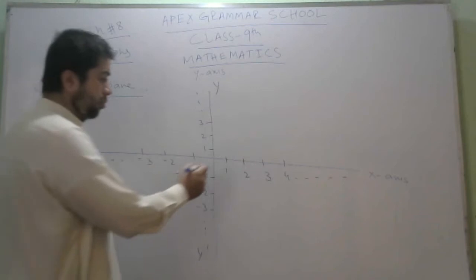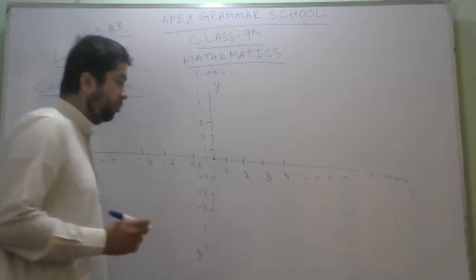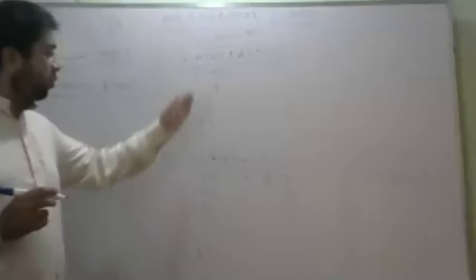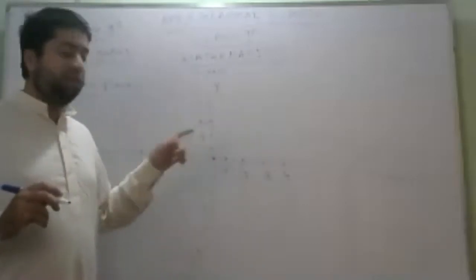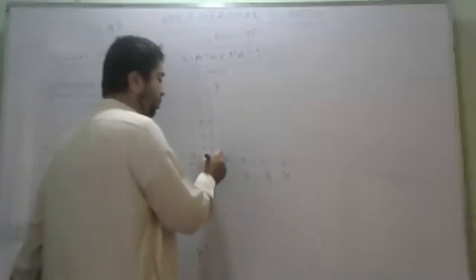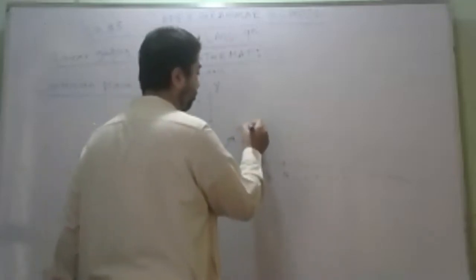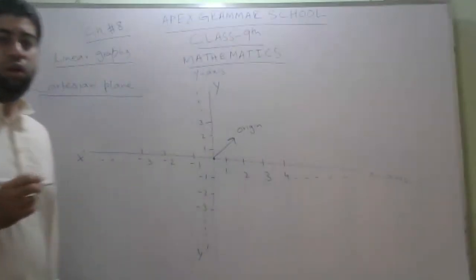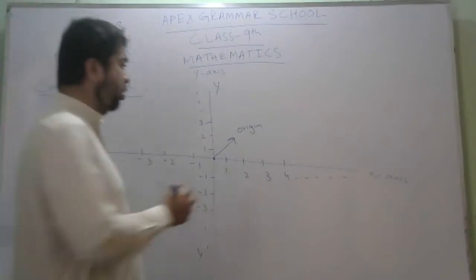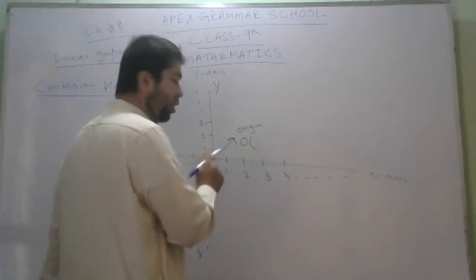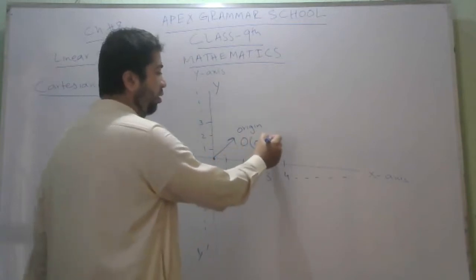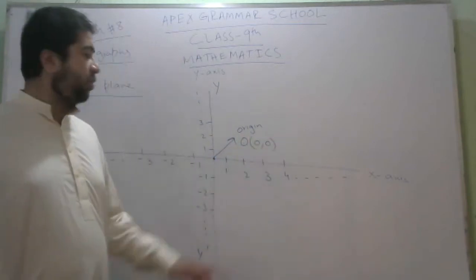Now this is the point of intersection where both lines intersect each other. This point is called the origin, normally denoted by the point O, where the values of x and y are both 0. The x value is 0 and the y value is also 0. This is called the Cartesian plane. On this Cartesian plane, we can easily draw a graph.